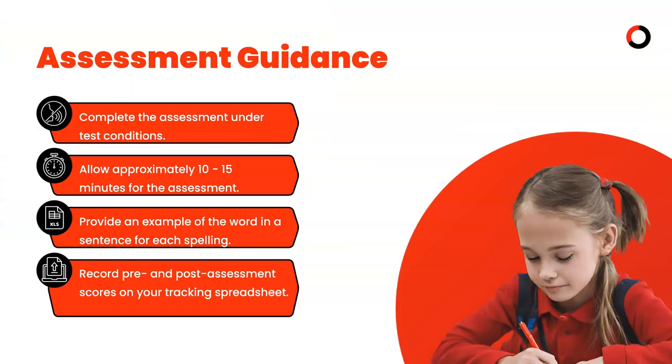So some additional guidance: if you can complete the assessment under test conditions, allow approximately 10 to 15 minutes. If you can provide an example of the word in a sentence for each spelling, and then record the pre and post assessment scores on your tracking spreadsheet. So that's the end of the implementation. The next step will be to download the research protocol and your resource folder before moving on to the trial wizard to start your trial.